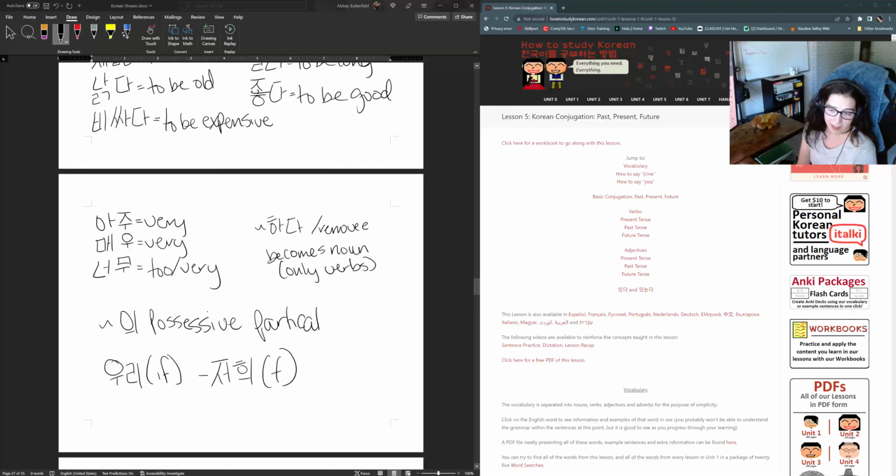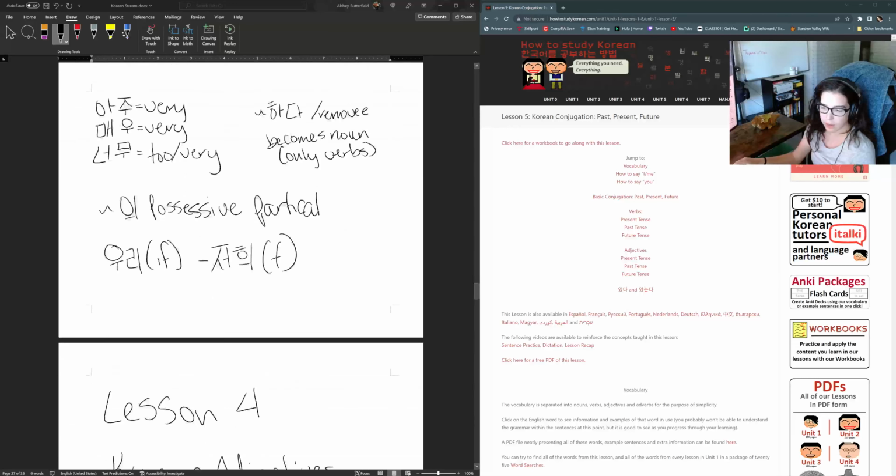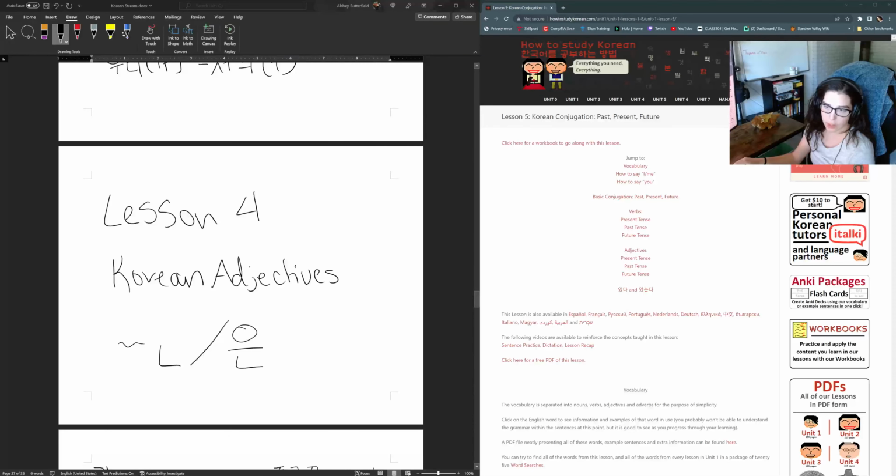We learned that 의 is a possessive particle. So if you're trying to say, oh, this is mine, instead of saying 저는, as in I, you'd say 저의. So I would turn into my. We learned that 우리 is informal for saying us and we, and 저희 is formal. Most people just use 우리, I think. Lesson 4, we learned some Korean adjectives.